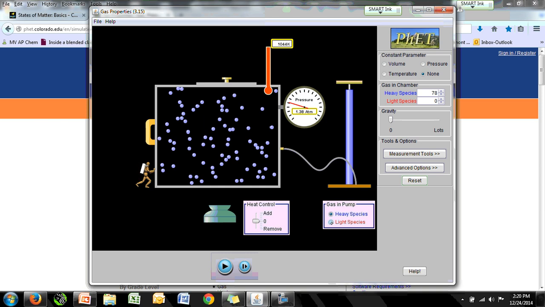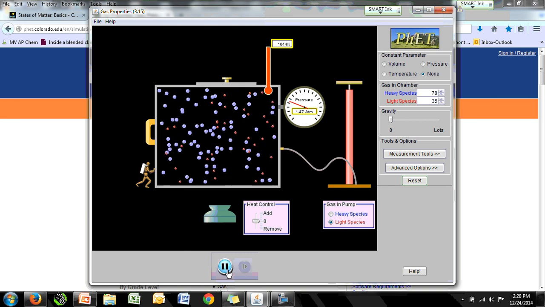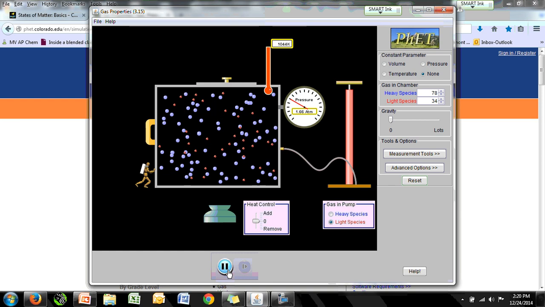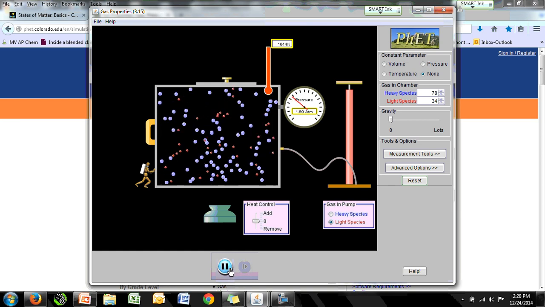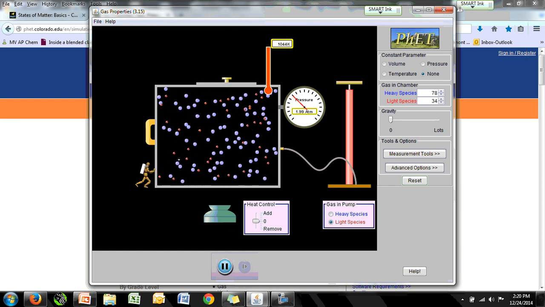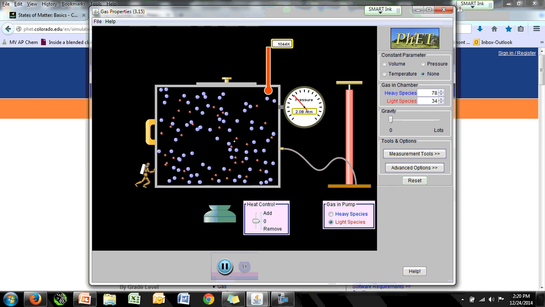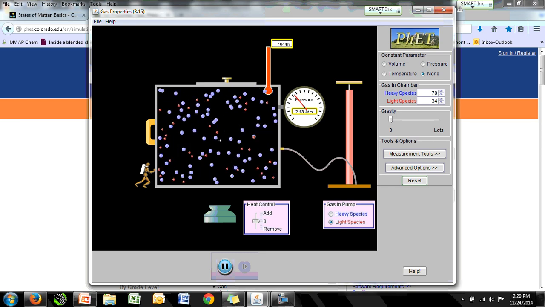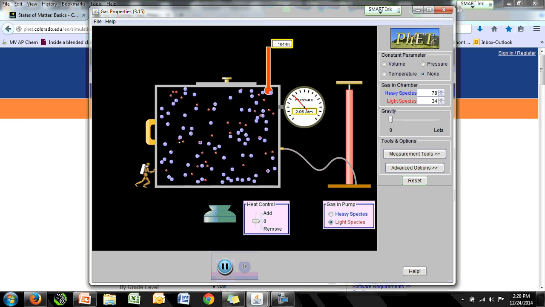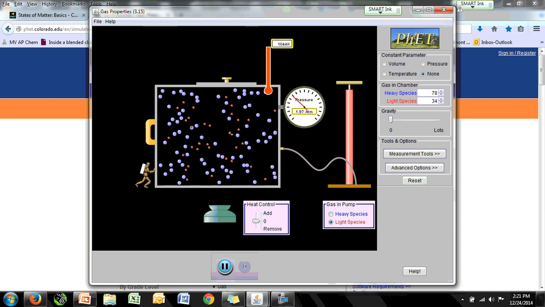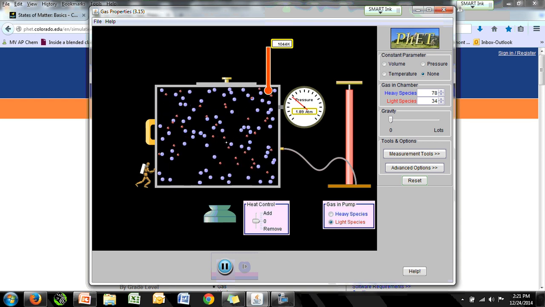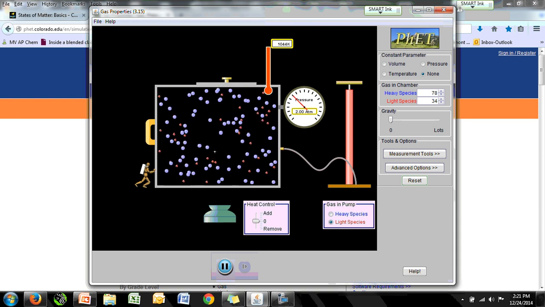Now guys, let's add a light species to it. And as we add the light species, note that the pressure further increases because now there are more particles. Guys, one thing to clarify, did the total volume of the container change? No. So what's the volume of the red particles? Same as the container's volume. What's the volume of the blue particles? Same as the container itself.